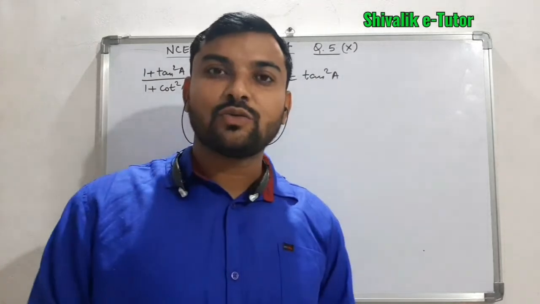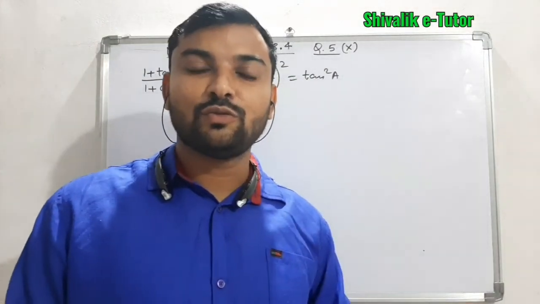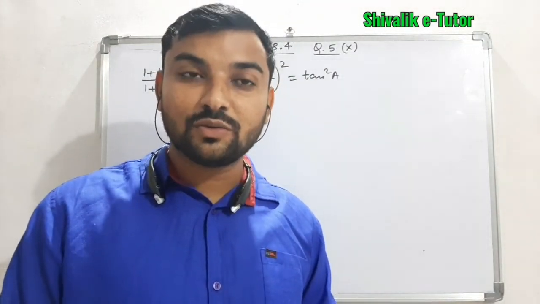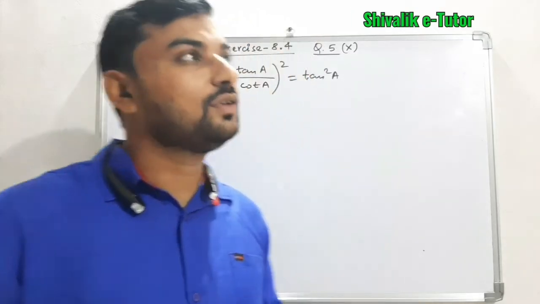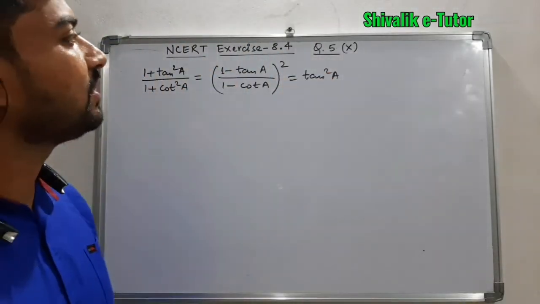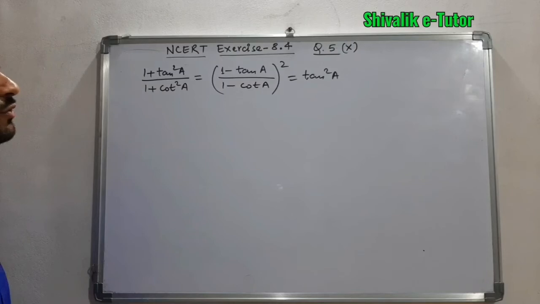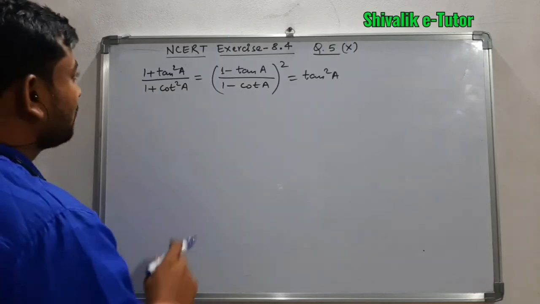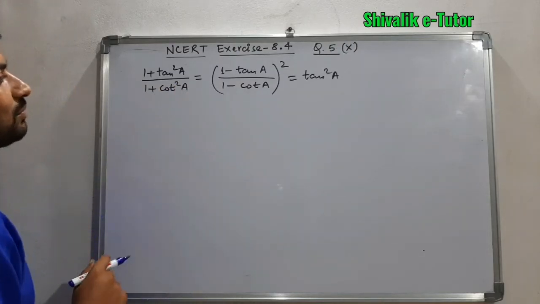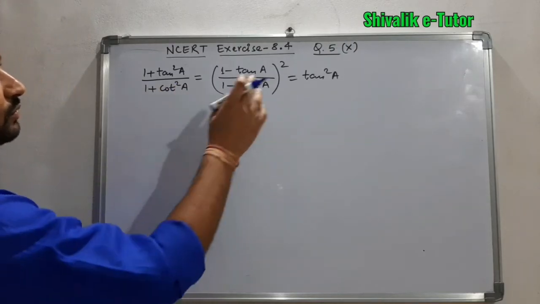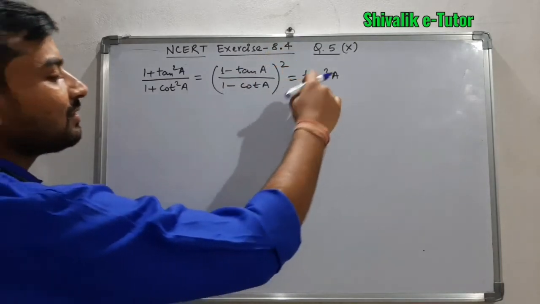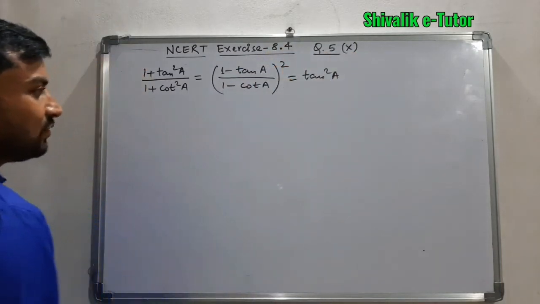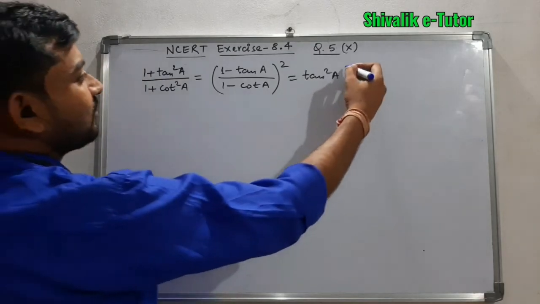Hello everyone. So now in this part of my series of questions based on the trigonometric identities, I am taking the last question of your NCERT book. That is question number 10th part of exercise 8.4. The question is (1 plus tan square A) upon (1 plus cot square A) is equal to ((1 minus tan A) upon (1 minus cot A)) whole square, and this is equal to tan square A. In short, this is the simple result.